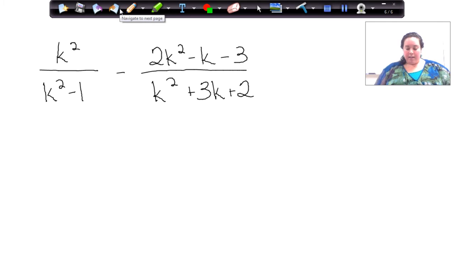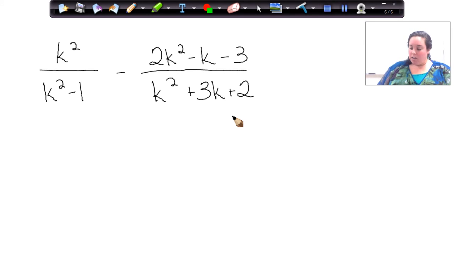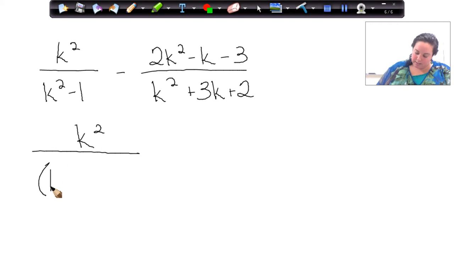Here we have k squared over k squared minus 1, minus 2k squared plus k plus 3 over k squared plus 3k plus 2. We don't have common denominators. Remember, when you're adding and subtracting, you need that. So we're going to start by factoring our denominators to help us know what our least common denominator will be.